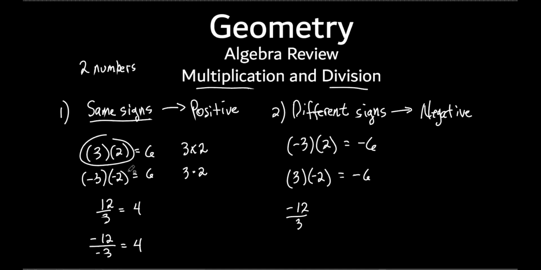Or you don't even need them both in parentheses. What's another way you could write it? You could write the 3 and then just the 2 in parentheses, okay? So these are all different ways you could show 3 times 2. I really can't think of any other way.